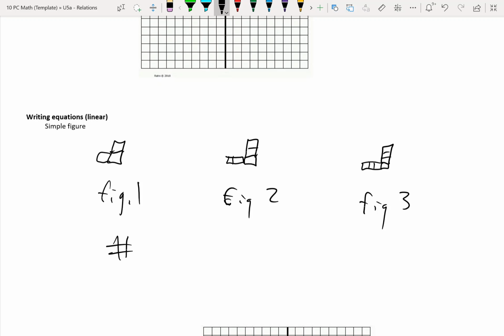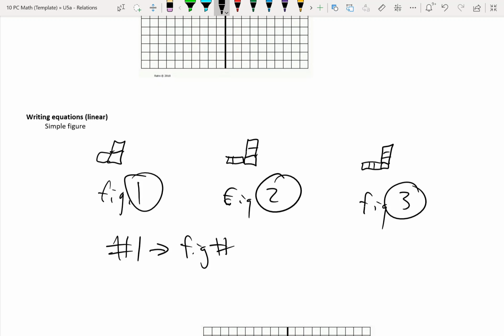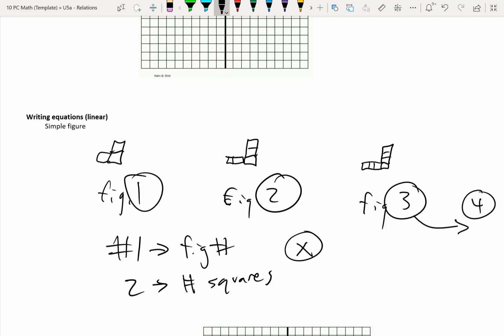So number one, the figure number. That is going to be a variable. So it says 1, 2, 3. Okay. The other variable could be different in different situations. This is going to be number of squares. So we need to decide which one depends on the other. So in this situation, the figure number is going 1, 2, 3, kind of no matter what. The next one's going to be 4. The number of squares changes based on which figure it is. So that means the figure number is the x, the independent, and the number of squares is the y, the dependent. So we now can write an equation.